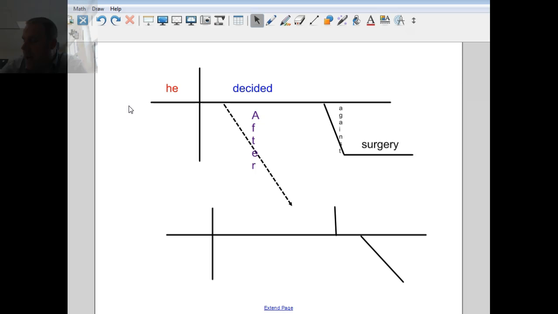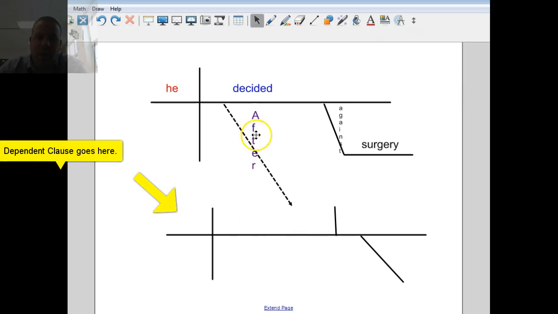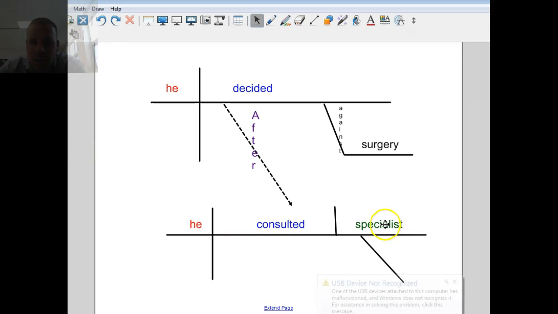And so our sentence, after he consulted a specialist, that means that down here's our dependent clause. He consulted a specialist, connected to after. And so down here, we just simply have he consulted, what did he consult? A specialist. And then we just have to add in a, he consulted a specialist. So that's how the complex sentence looks.